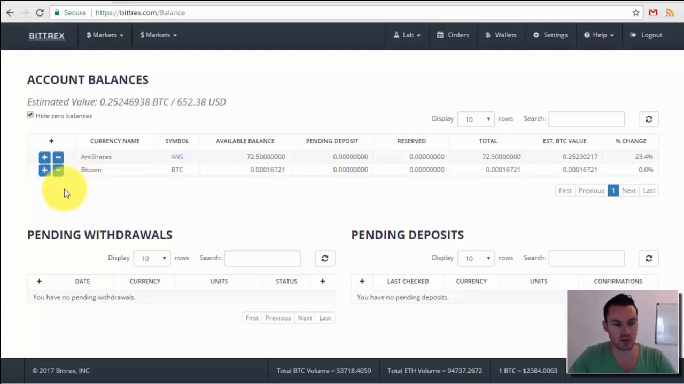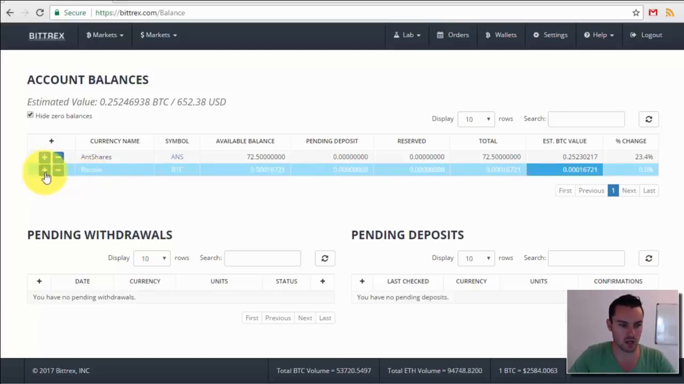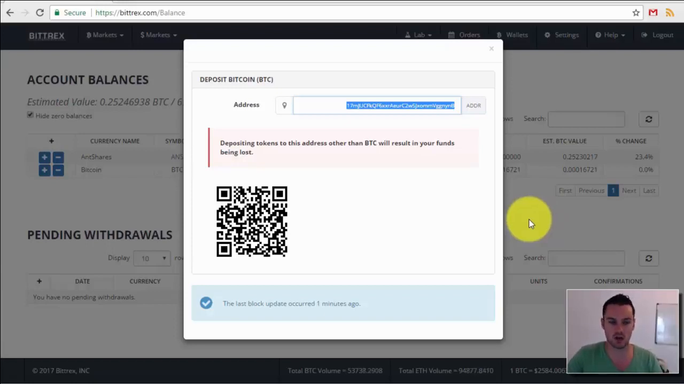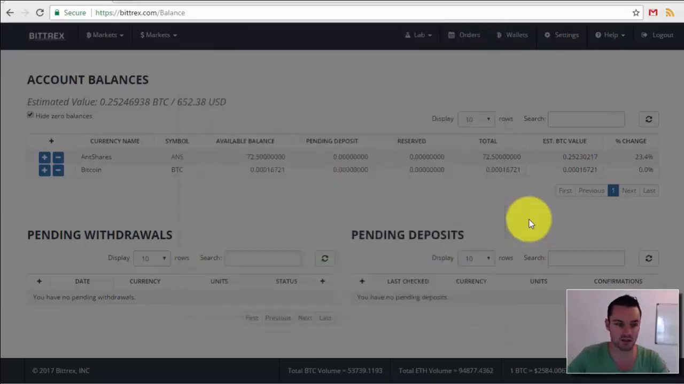When you want to put in more, you would come in here and click on the plus button. Then you just send your Bitcoin to this address. This address is specific to you, so make sure you use whatever one comes up in your account. Send in your Bitcoin. Once it hits the exchange, it will be credited to your account and you can go off and buy any of the altcoins that you want.